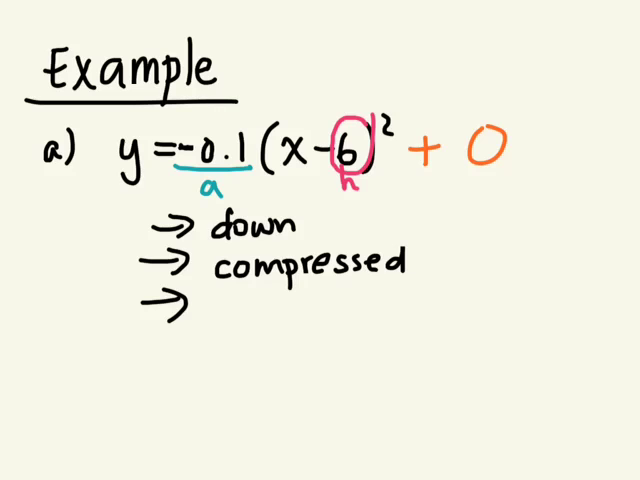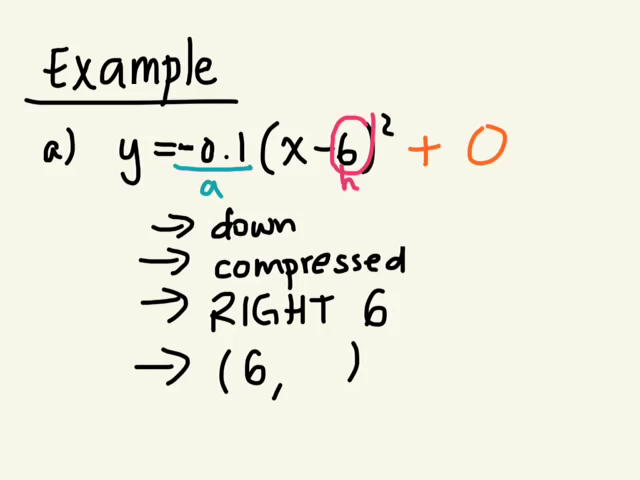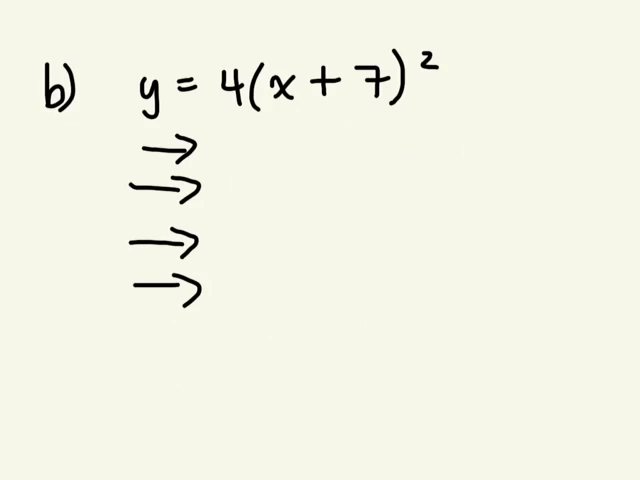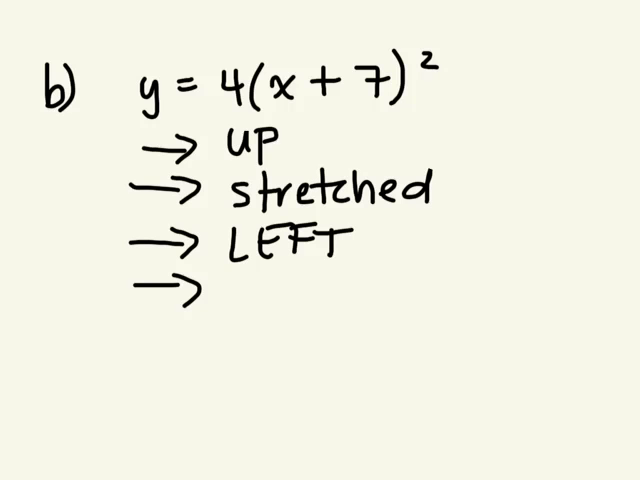How is it going to shift? Is it going to shift left or right? It's going to shift to the right. How many units? So where will the vertex be for this one? 6, 0. Good. Is this going to open up or down? Will it be stretched or compressed? Is it going to shift left or right? Good. How many units? So where's the vertex?